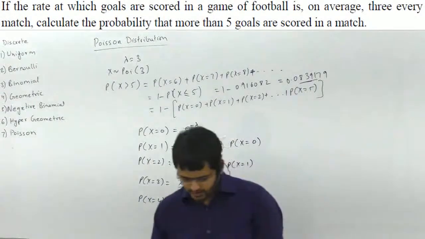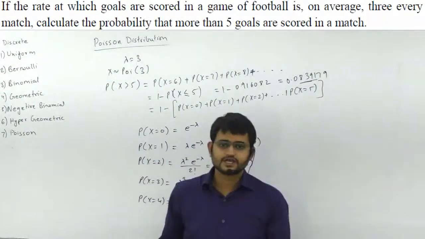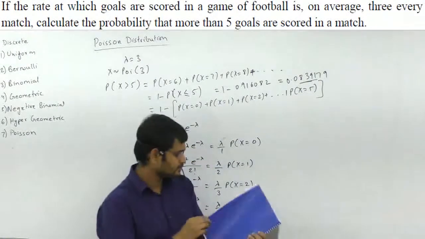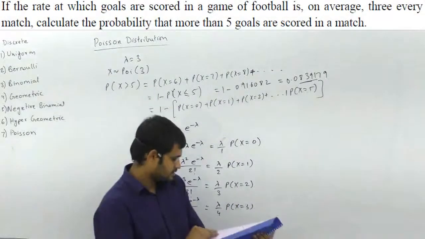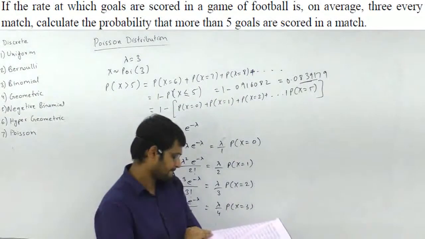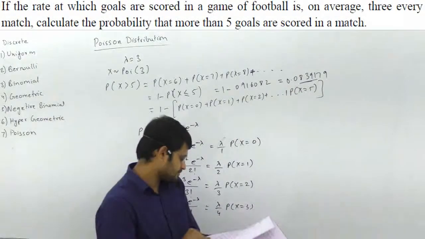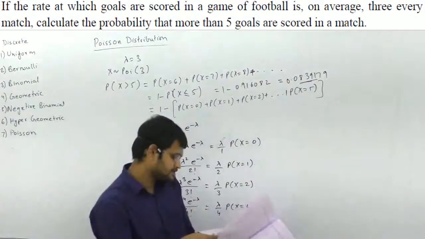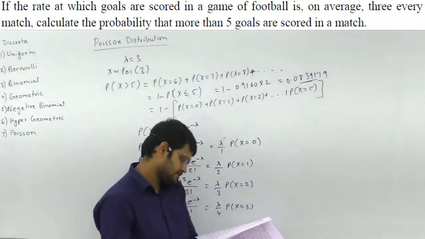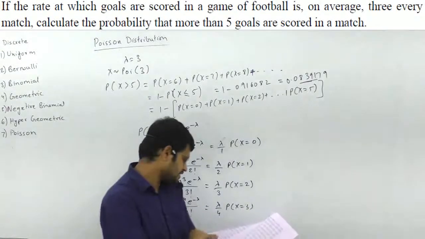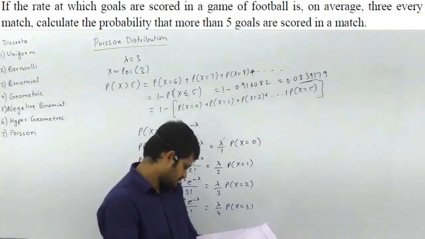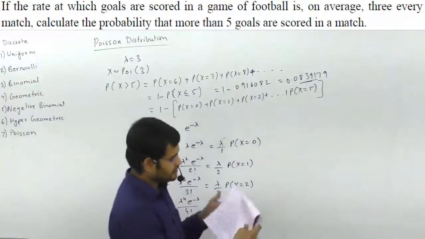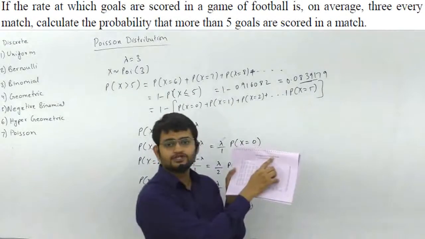Now another way to find the value of this same sum is by your formula table book. In your formula table book, on page number 175, you will find probabilities for Poisson distribution.